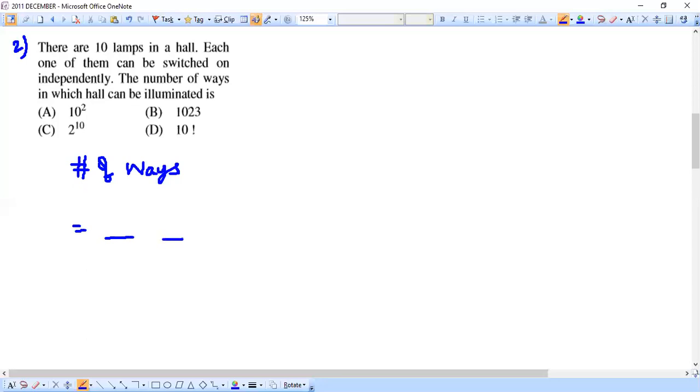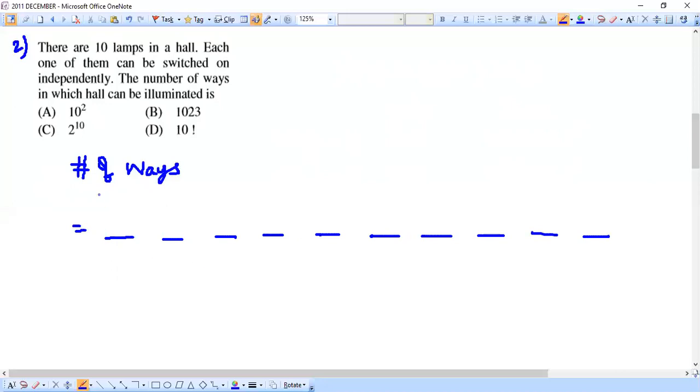That's all. We have 10 lamps. So let's do a thing. We will just put 10 empty slots here. Okay, so 1 2 3 4 5 6 7 8 9 and 10. Is that fine? I think I have drawn 10 slots.